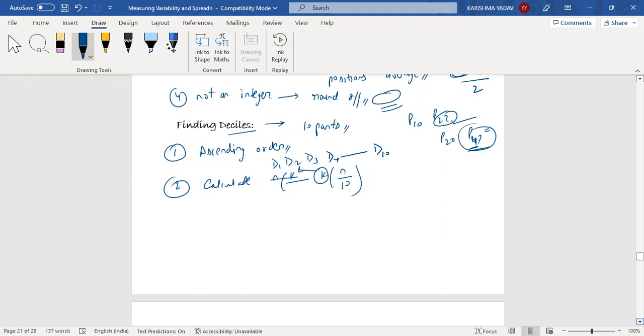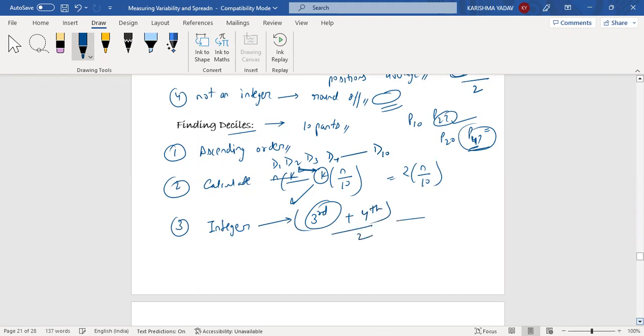Okay, so if you want to find the second part, then you will write it like 2n by 10. This is the deciles. And similarly, if you calculate this and it gives you an integer, then that integer will give you the position, like the third position, and the position next to it, that is the fourth position. Then take the average of these two data values, and that will be your respective decile, dk. Here we are taking a general case, so we are denoting it like dk.